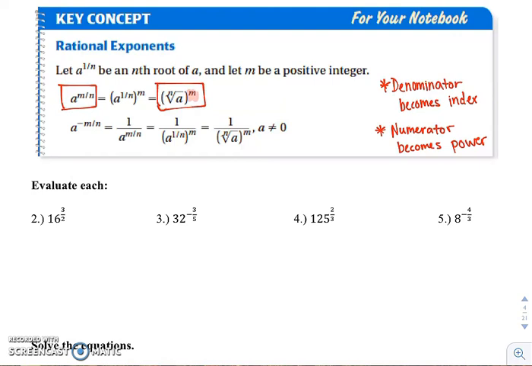So following those same rules, if you have a negative exponent that's a fraction, you're going to do the same thing. The numerator will become the power, the denominator will become the index, but it's actually going to be in the bottom of your fraction because you need to make that m/n positive. So let's look at number 2 and number 3.